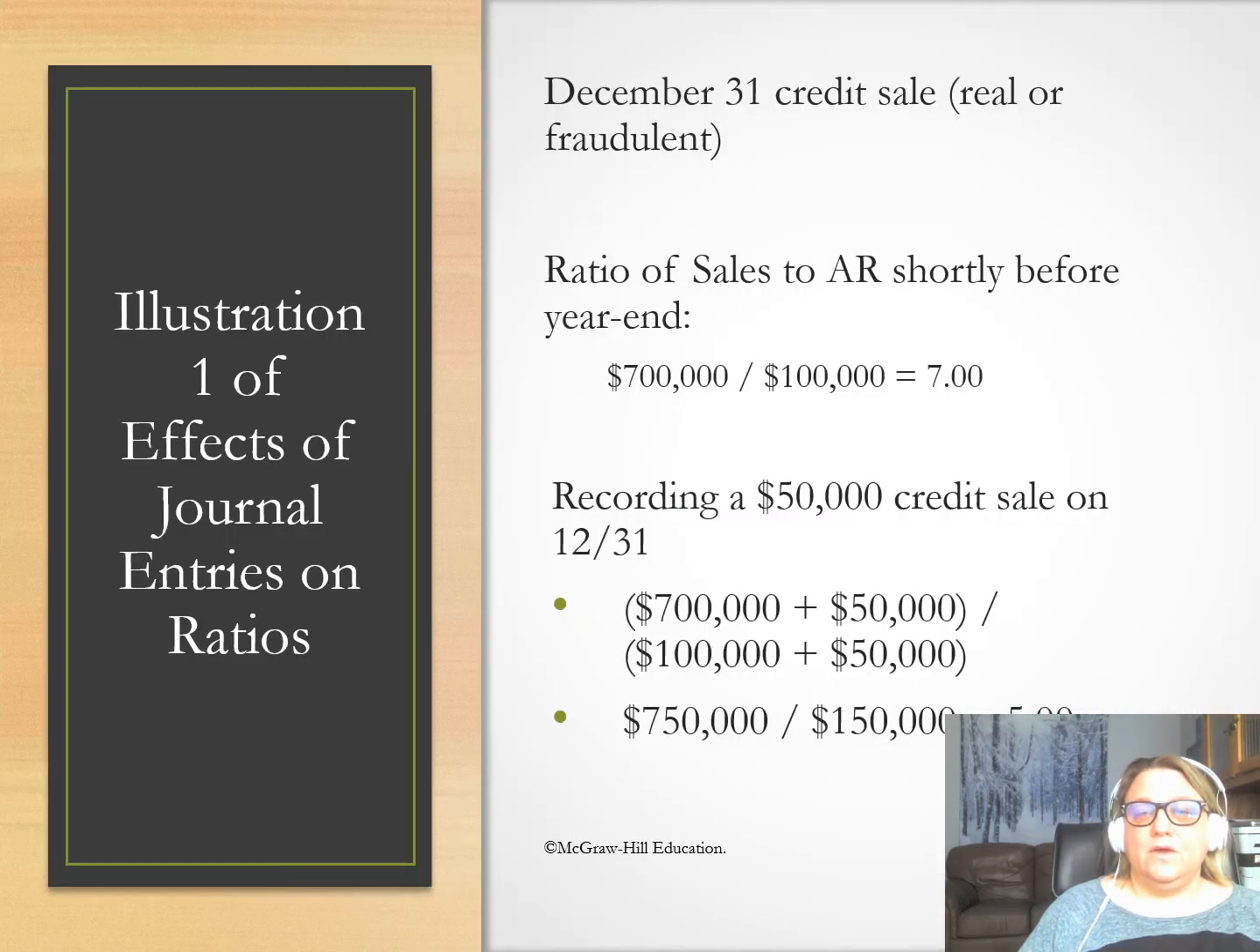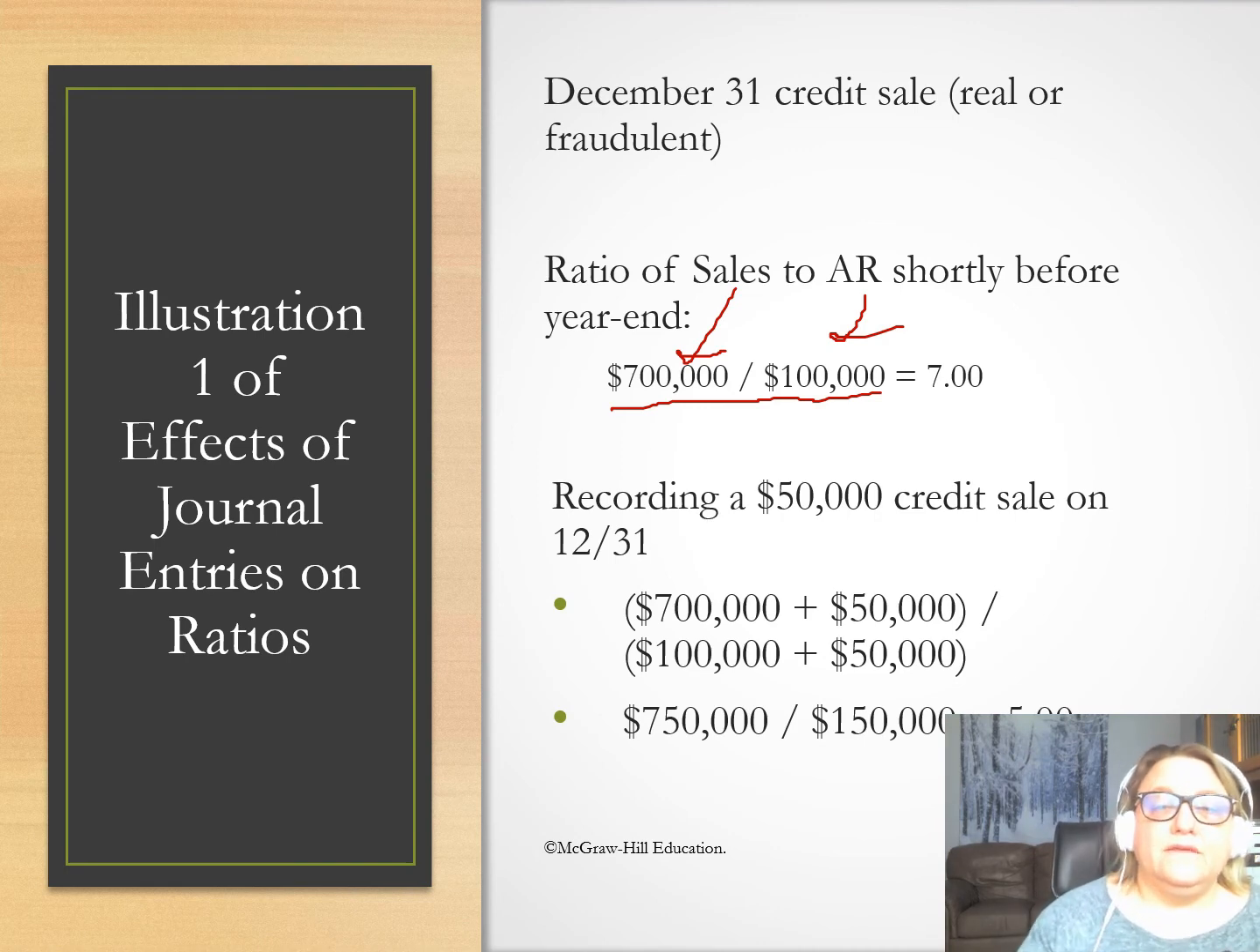Okay, so we look at a credit sale made on December 31st and look at how the ratios are affected by journal entries. Before the end of the year, the sales to AR ratio was 7.0: 700,000 in sales divided by 100,000 in AR. For those of you who remember, this is the numerator, this is the denominator. Just a little bit of math review.